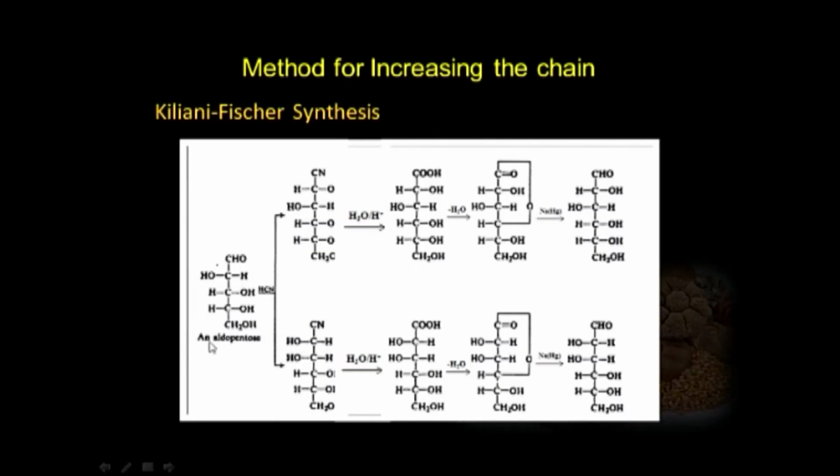Then this Killiani-Fischer synthesis has now been modified and slightly simplified. This is a detailed example giving the increase in chain length. This is the aldehyde group. This is the formation of two epimeric cyanohydrins. After hydrolysis we get two epimeric carboxylic acids. Then after the loss of water we get two epimeric cyclic lactones and then two epimeric aldohexoses. So, we start with an aldopentose, we end up with an aldohexose, but both the isomers are there. So, this gives the full example of that.